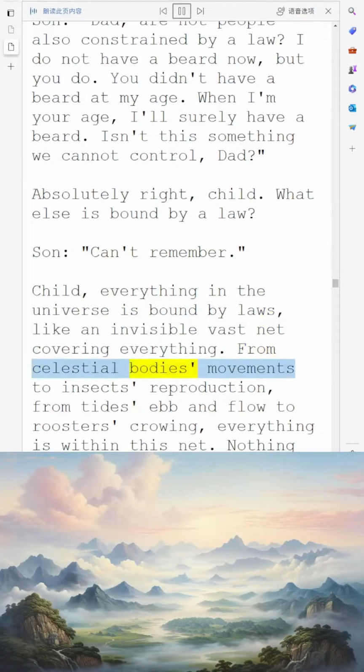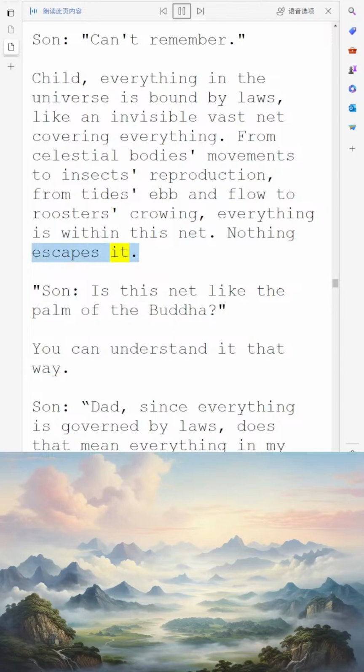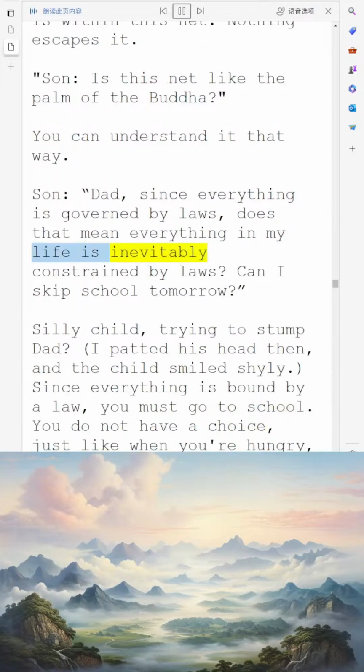From celestial bodies' movements to insects' reproduction, from tides' ebb and flow to roosters' crowing, everything is within this net. Nothing escapes it. Son: Dad, is this net like the palm of the Buddha? You can understand it that way. Son: Dad, since everything is governed by laws, does that mean everything in my life is inevitably constrained by laws? Can I skip school tomorrow? Silly child, trying to stump Dad?